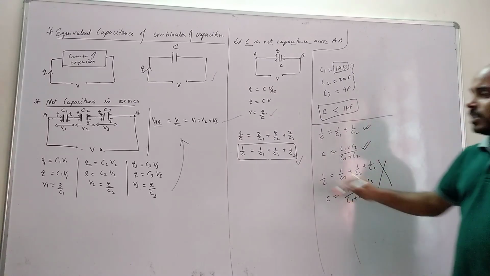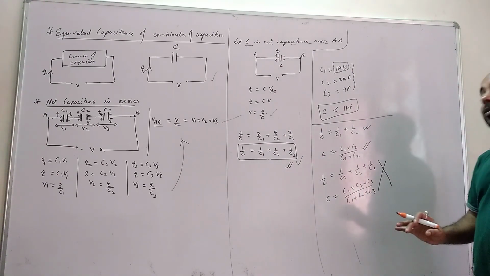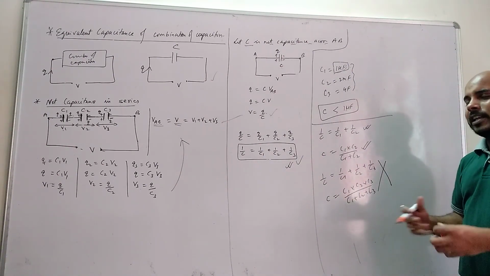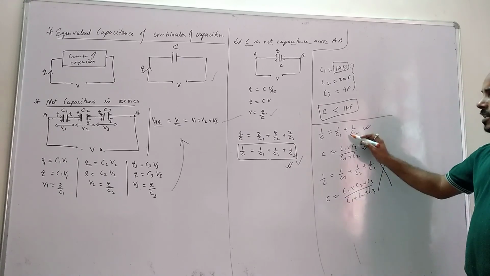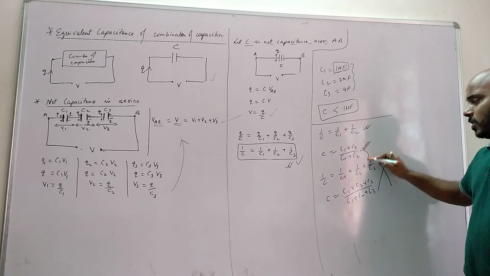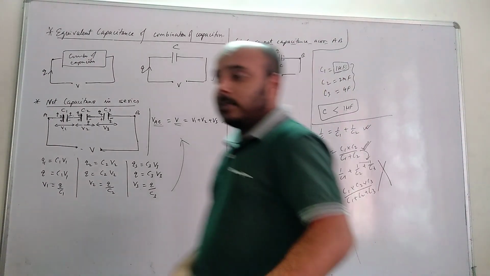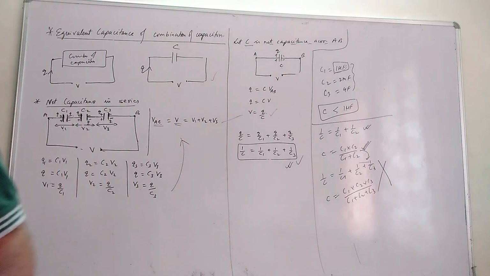So in general, the formula is 1 by C equals 1 by C1 plus 1 by C2 plus 1 by C3. But when we are in a rush, for two capacitors we can write like this: upper multiplication, below addition. But this isn't valid for three capacitors. Is that okay, class? Now we'll go for the next, the parallel combination.